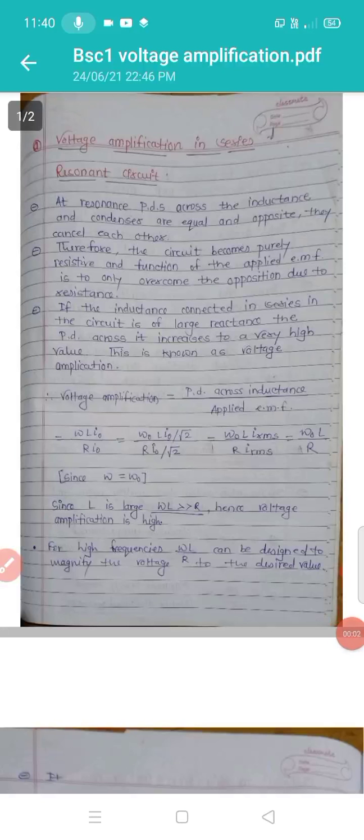Hello everyone. In the last class we learned about resonance in the LCR series circuit. In this class we will learn about voltage amplification in the series resonant circuit. We already learned about the series resonant circuit in AC circuits: what resonance is, how it occurs, and what the conditions of resonance are.